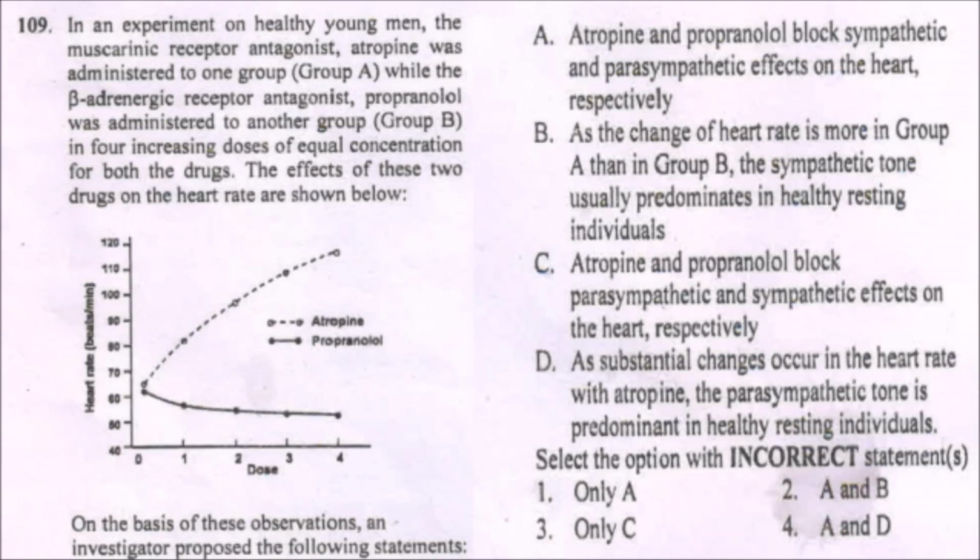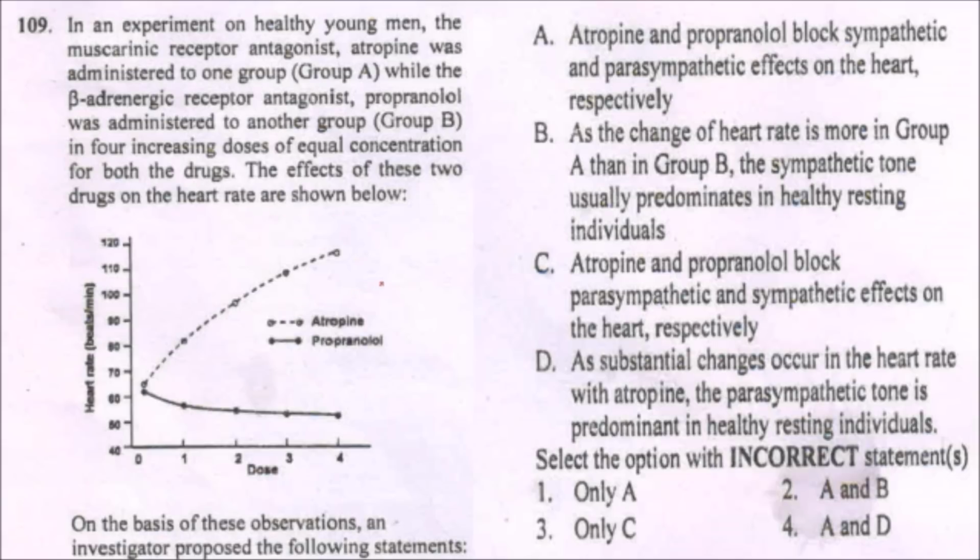Next statement. In an experiment on healthy young men, the muscarinic receptor antagonist atropine was administered to one group A, while the beta adrenergic receptor antagonist propranolol was administered to another group B, in 4 increasing doses of equal concentrations of both drugs. The effect of the two drugs on heartbeat is shown below.